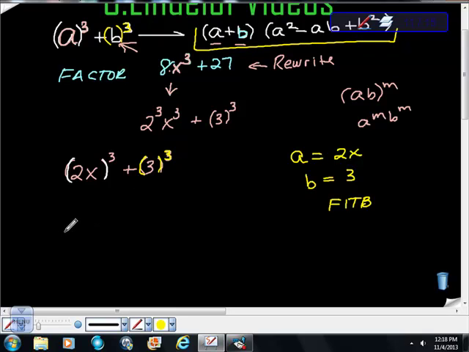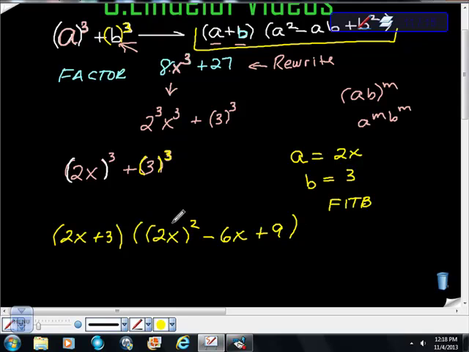And obviously, we established that a is 2x, b is 3. Remember, so I have this a squared, but 2x is my a value, so I have to square the whole thing, right? Minus a times b. Well, a times b is 2x times 3, which is 6x, isn't it? And then it says to square b, and b is 3, so 3 squared is 9. Is that all right with how I got that?